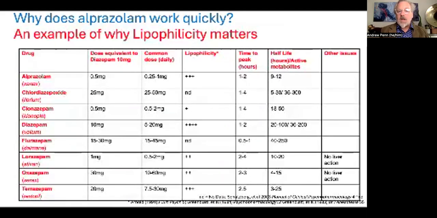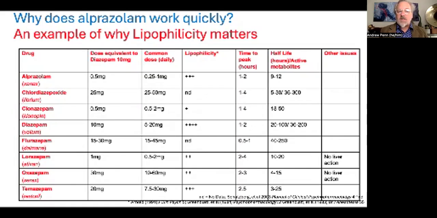A good example of where this really matters would be benzodiazepines. These are drugs used for anxiety, for sleep, for anesthesia, and are all quite similar in what they do. Once they get to the GABA receptor, they are positive allosteric modulators, which means they make GABA, the neurotransmitter, work more efficiently. They all do the same thing when they get to the receptor, but you'll notice that patients, and if you've tried them yourself, you'll know that some work more quickly than others. One of the main reasons why is lipophilicity.